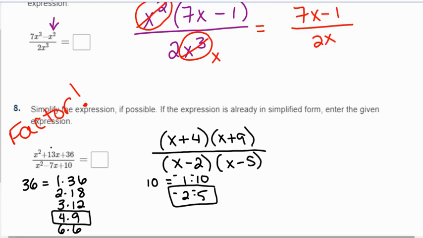Okay, and if you look at this, within my parentheses, I don't have another x plus 4 to cancel. I don't have another x plus 9 to cancel. I don't have an x minus 2 to cancel, and I don't have an x minus 5 to cancel. So in the directions where it says enter the given expression, literally, I need to take this and type it exactly as it is into here. Make sure when you're doing that, for example, the plus is down. It's not still up in the exponent.